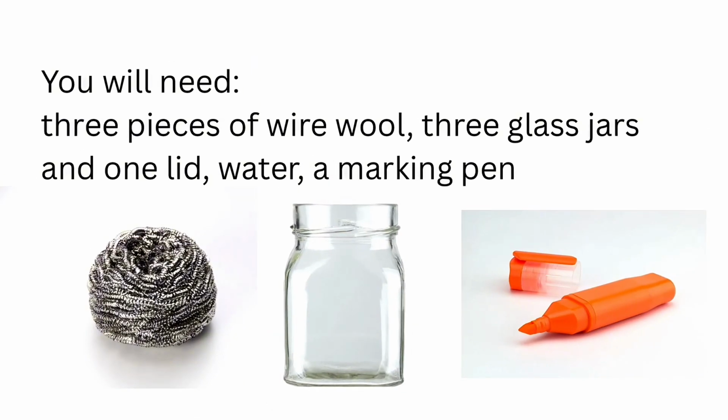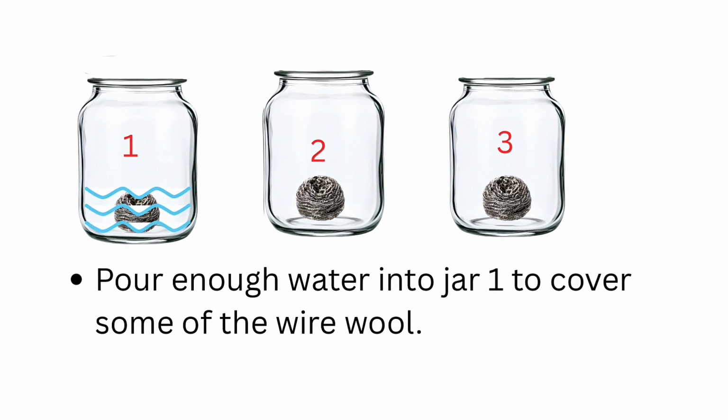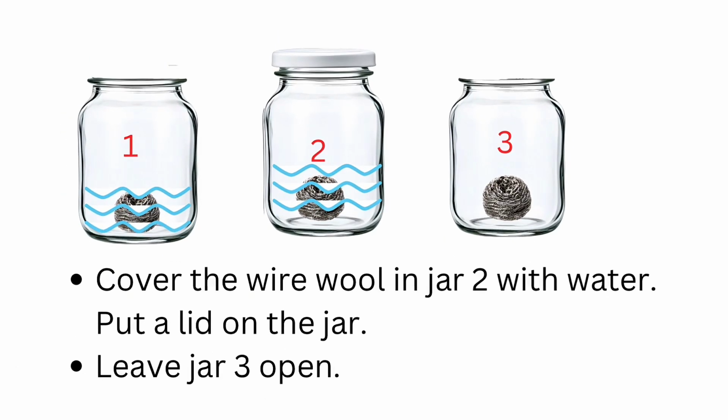You will need 3 pieces of wire wool, 3 glass jars and 1 lid, water, and a marking pen. Put a piece of wire wool in each jar. Number the jars 1, 2, and 3 with the marking pen. Pour enough water into jar 1 to cover some of the wire wool. Cover the wire wool in jar 2 with water.